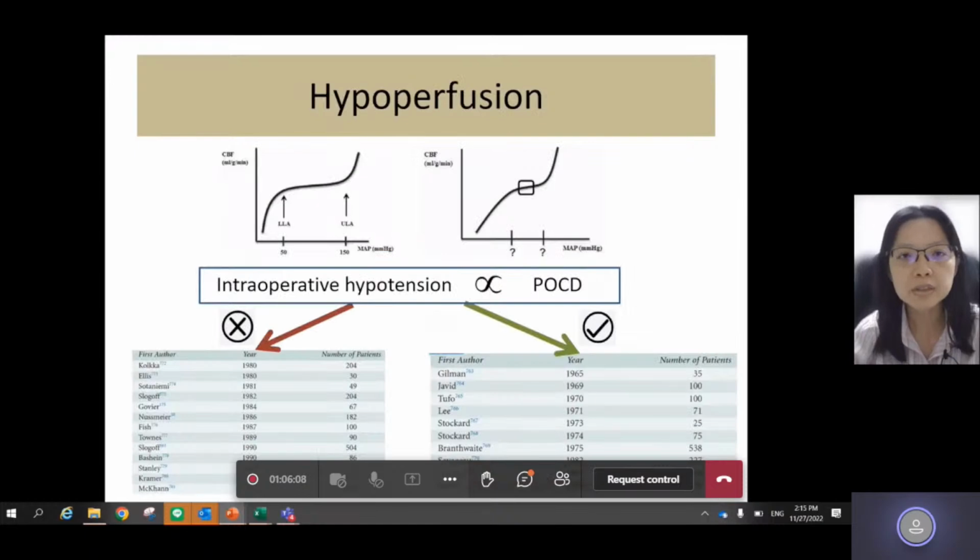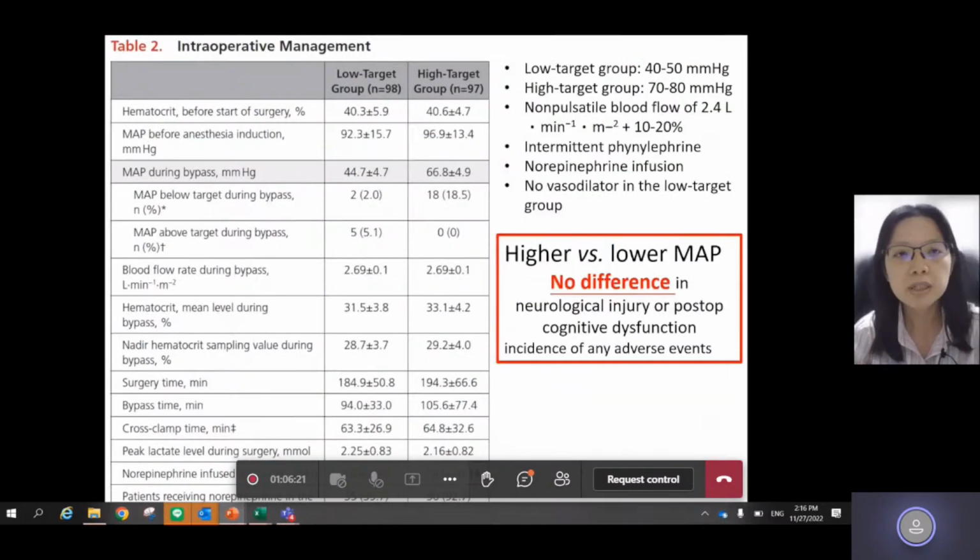And the other factor we like to talk a lot about is hypoperfusion. Whether intraoperative hypotension is associated with POCD has lots of studies, and some say yes and some say no. Before, many of the studies differentiated the 2 groups into high MAP or lower MAP, but many studies show there is no difference in the neurological injury or postoperative cognitive outcomes. So controlling the mean arterial pressure seems not to be very effective to reduce POCD after cardiac surgery.